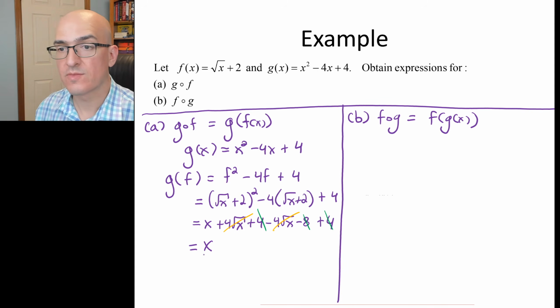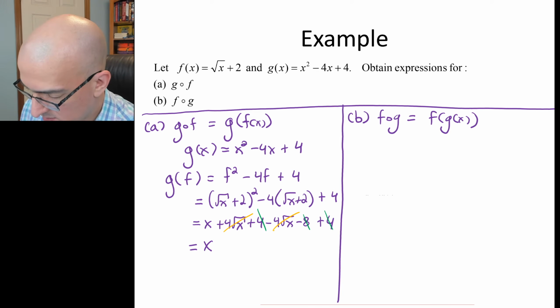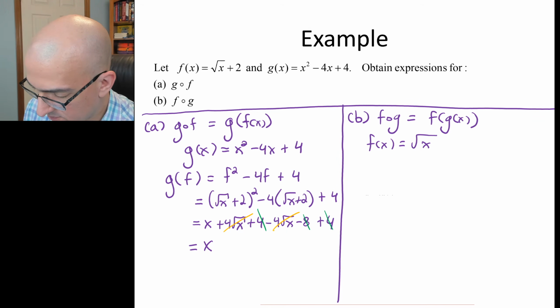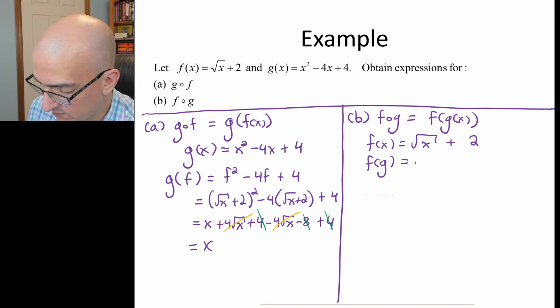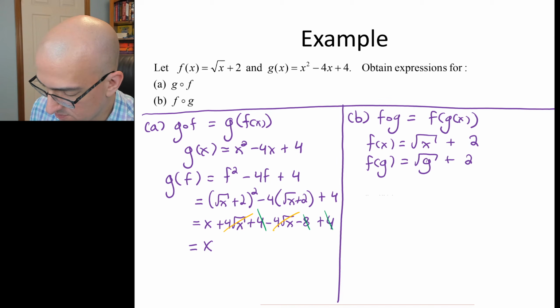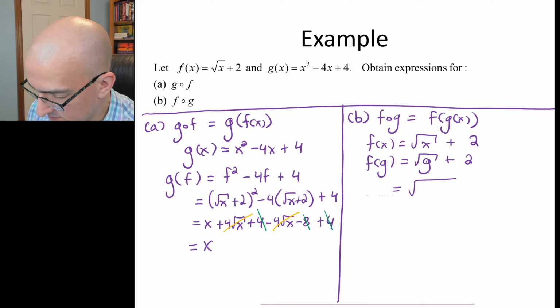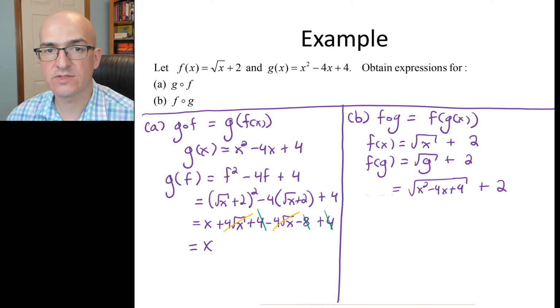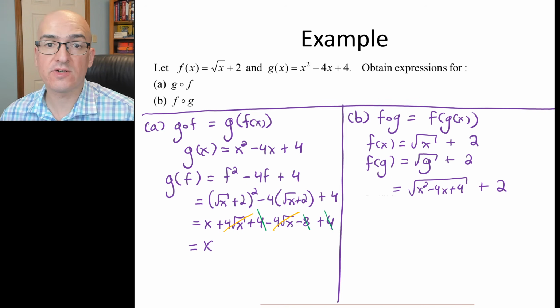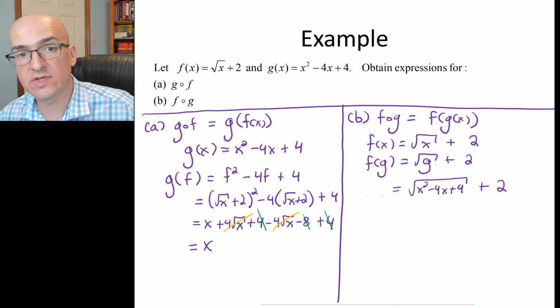Part B, opposite order. So I'll start by writing f of x is the square root of x plus 2. We're plugging g into it, so we want f of g, which is the square root of g plus 2, which is the square root of x squared minus 4x plus 4. There's absolutely nothing wrong with this answer. This is correct. We can declare victory. We did what was requested of us.